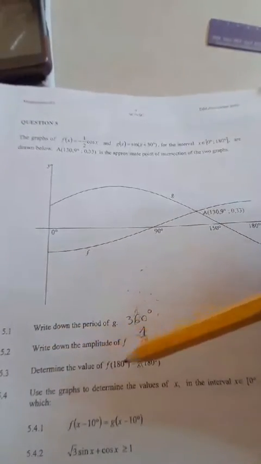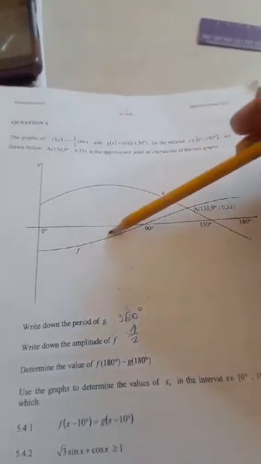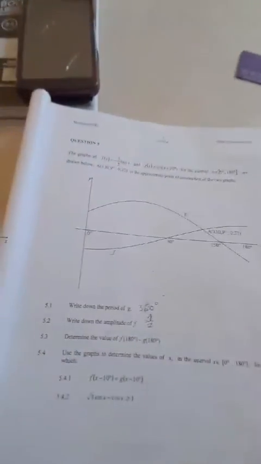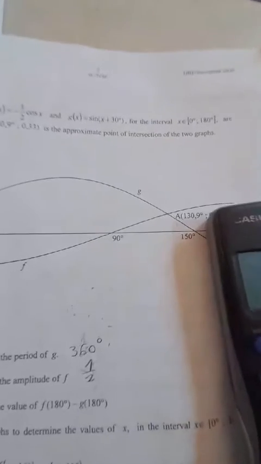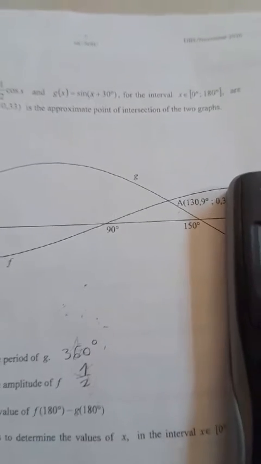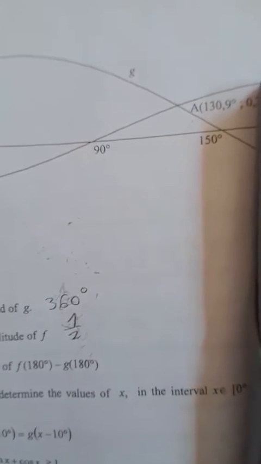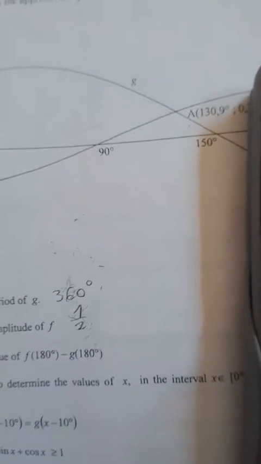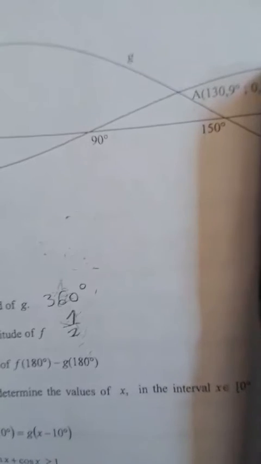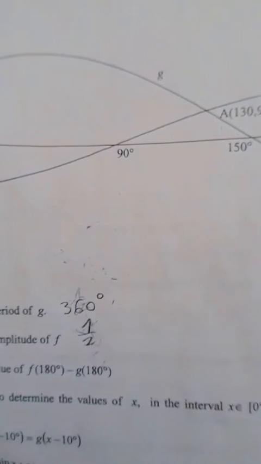5.3, determine the values of f of 180 degrees plus g of 180 degrees. If we put in 180 degrees in here, and if we put 180 degrees into G, how much do we get? Only 1 mark. In this type of question, we just say negative half of cos 180. They said minus, right? Just minus sine x. Sine 180 plus 8, you will get a value of 1 here. Let me show you. Sine 180.